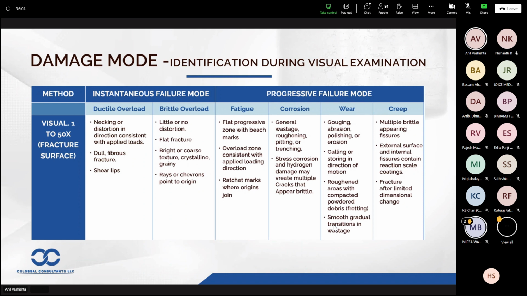I won't be able to touch on different aspects in detail because a full-fledged failure analysis course itself is 3 to 4 days. In that we talk about the details of what fatigue is, what beach marks are, what striations are, etc. So you see ratchet marks, and an overload zone is also seen in fatigue failure. These are the typical features you see in different modes of failure.